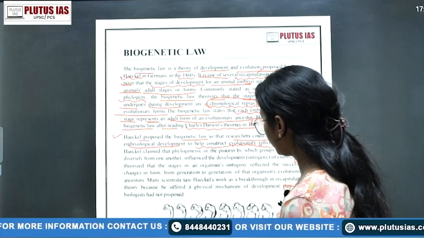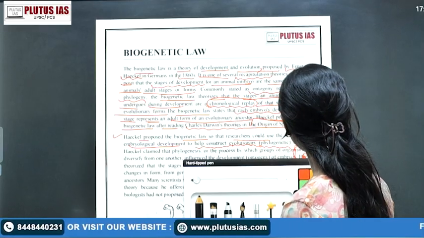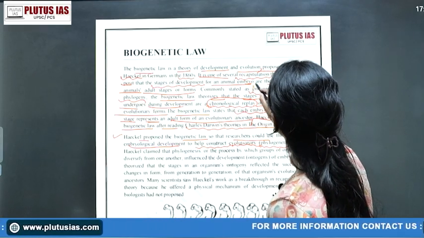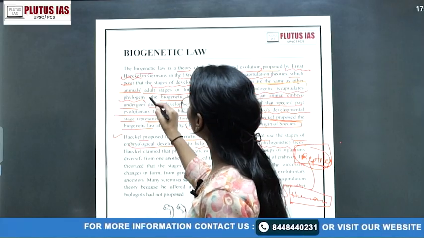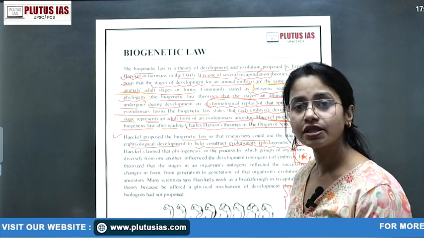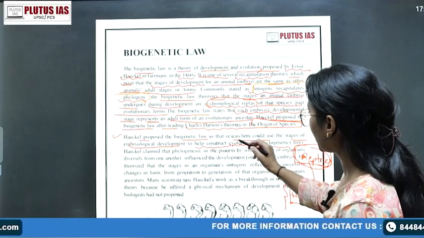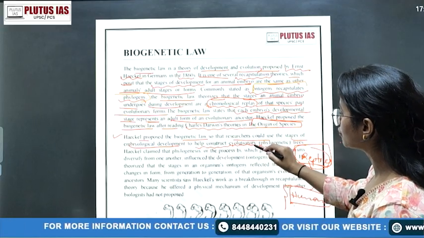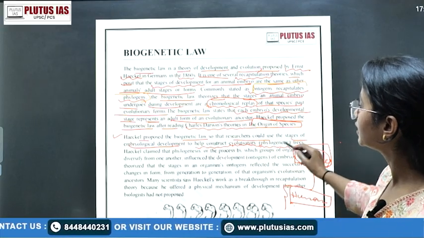In that word, when we are saying that ontogeny recapitulates phylogeny, ontogeny is the individual development, phylogeny is the evolutionary link. Okay, so here we're talking about helping construct the evolutionary, the phylogenetic trees.